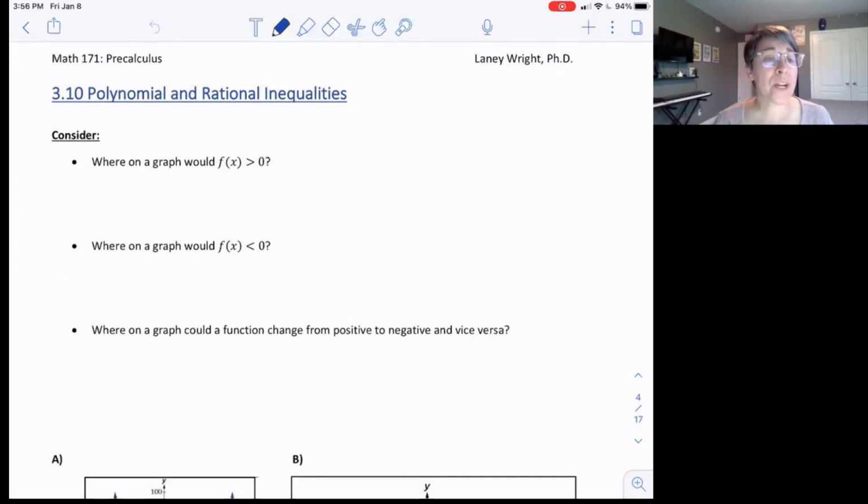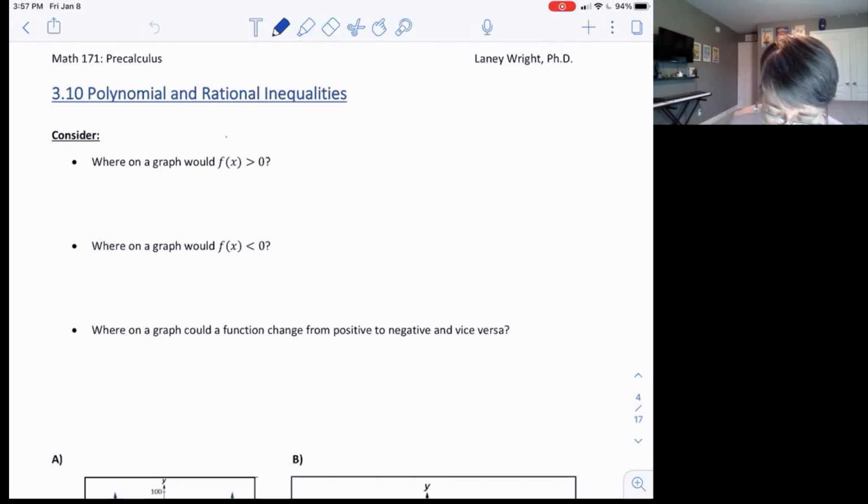All right, folks, we're now ready for section 3.10, the last section of chapter 3, polynomial and rational inequalities. So let's get behind the concepts here. First question to consider is, where on a graph would f of x be greater than 0?